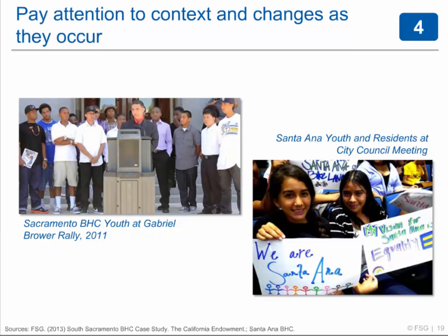We want to understand the characteristics of the people and the setting of the initiative. We want to understand the economic environment, the way in which organizations and institutions interact with one another. And of course, when we're talking about policy and systems change, we'd like to understand the political dynamics of a place. We chose case studies as a primary way to pay attention to context.